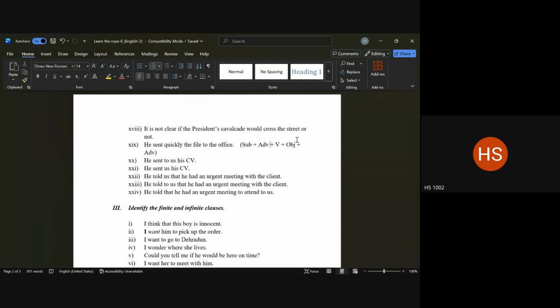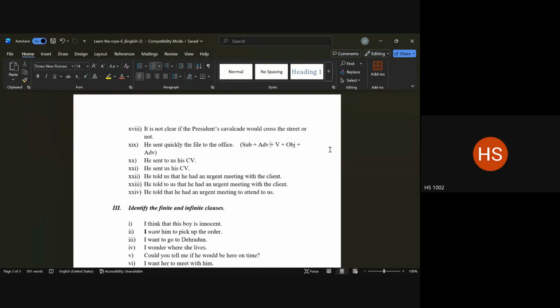That something was done quickly. So many structures are possible. One is: he sent the file quickly to the office, with the adverb before the verb, right? That's a natural order of adverb in English. You can also say he quickly sent the file. He sent the file to the office, and after the whole sentence is done, you can place quickly at the end. Another version is he sent the file quickly to the office, with the adverb right after the object. But the one right after the object is a less commonly used version.